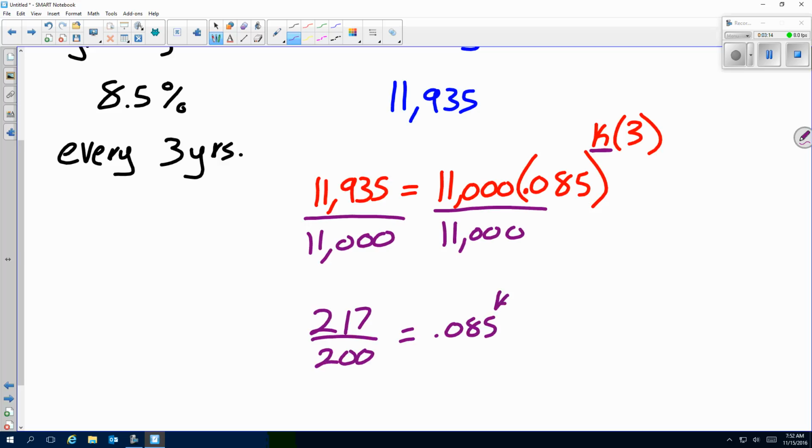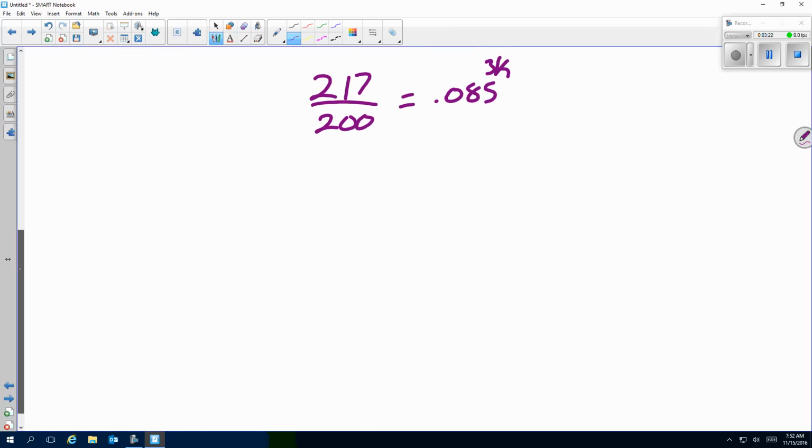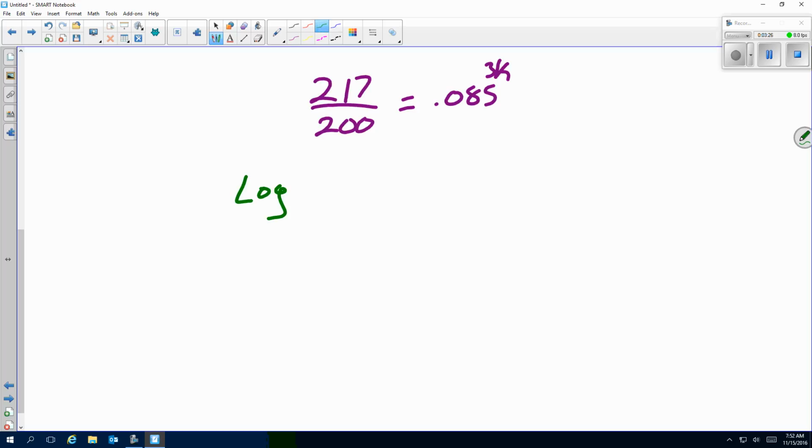0.085 to the 3k. Now, I want to get that k down from the exponent, so I'm going to have to use a log. We want to use a log of base 0.085 of this number. Again, I have a calculator. It's a powerful tool. It will tell me the answer. And that will now just equal 3k. That's the power of logs.